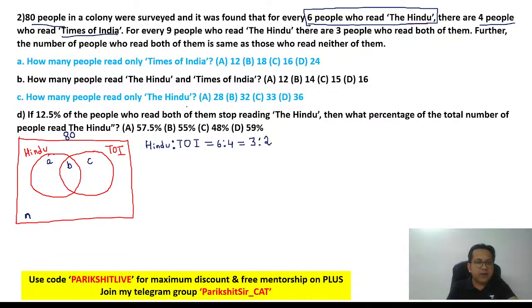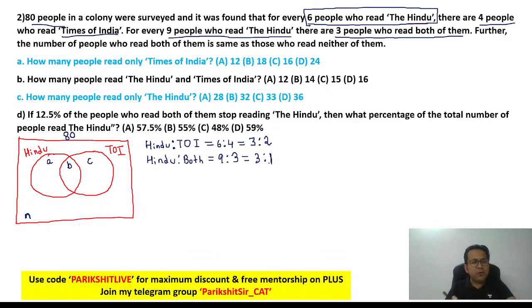Next. For every 9 people who read the Hindu, ऐसा नहीं बोला Hindu only, they are saying Hindu, मतलब A plus B, there are 3 people who read both of them. So can I say Hindu to both? That's the ratio they have given. For every 9 people who read the Hindu, there are 3 people who read both of them. So the ratio is 9:3. In other words, 3:1.